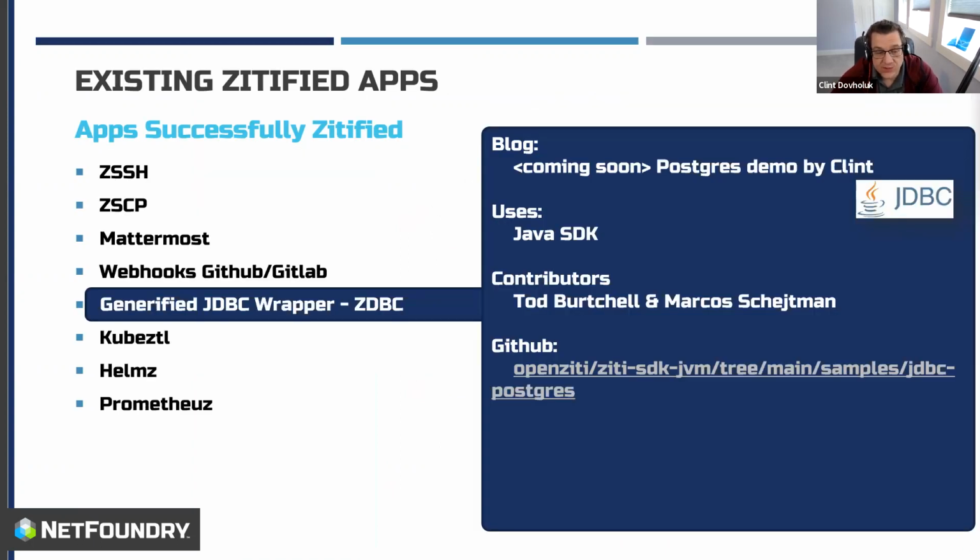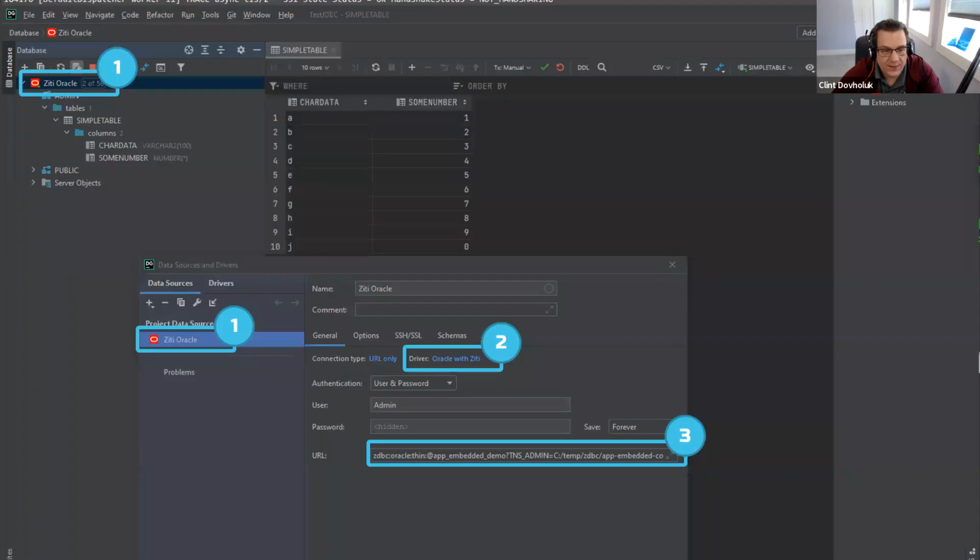Generified JDBC. This one's really neat. This is a different kind of Zitification. This is a Zitification that allows us to provide basically a plugin. And why it's really neat is because I can take a Zitified JDBC application and drop it into my IDE, in this case, a SQL IDE. In this case, I'm using DataGrip, which is from JetBrains. And you can see up in the upper left-hand corner, it says ZD Oracle. So it's not an Oracle driver that's been Zitified.